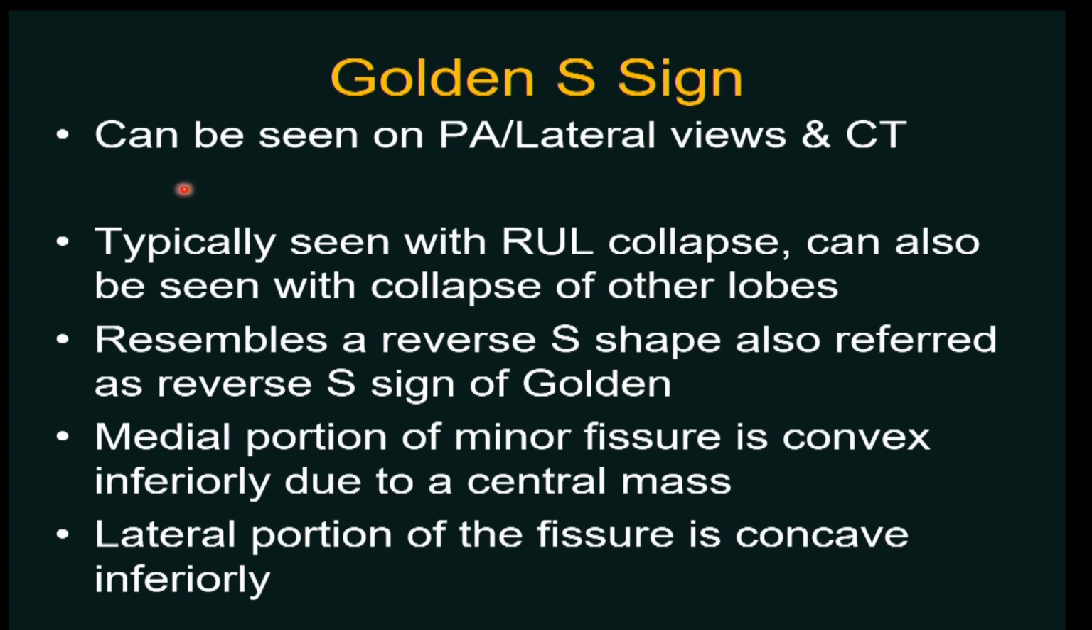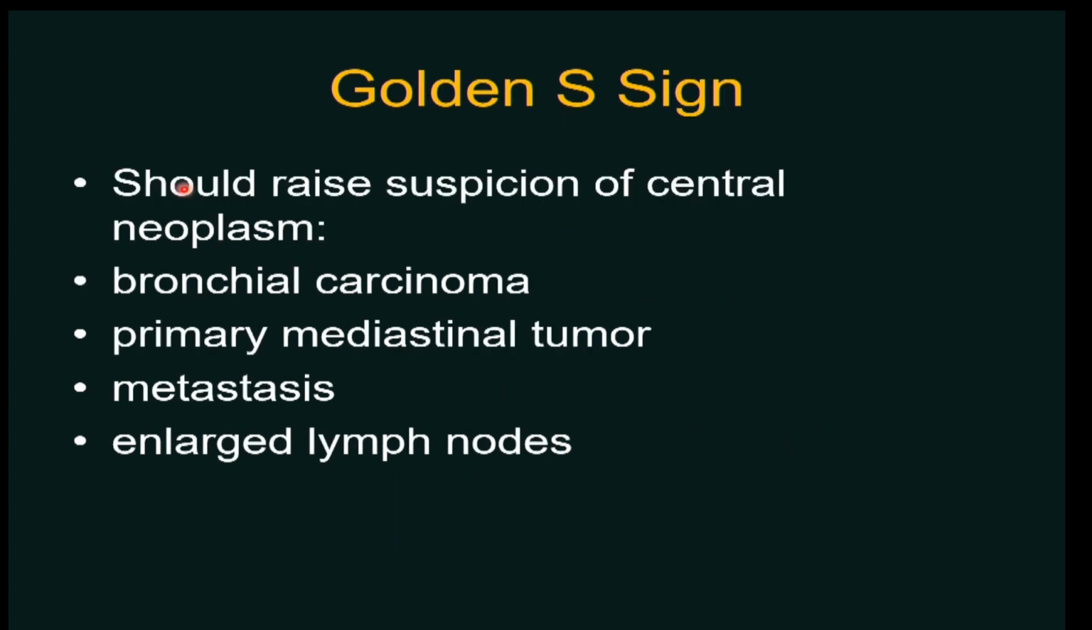Very famous sign, very important sign given to us by Ross Golden in 1925. Whenever you start seeing a Golden S sign, you should suspect conditions like central neoplasms, carcinoma of the bronchus, mediastinal nodes, metastasis, or something wrong in the hilar area, the central part of the chest, which obstructs the flow towards the peripheral part.